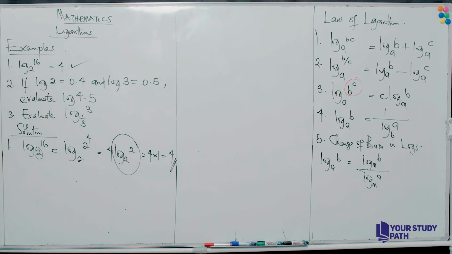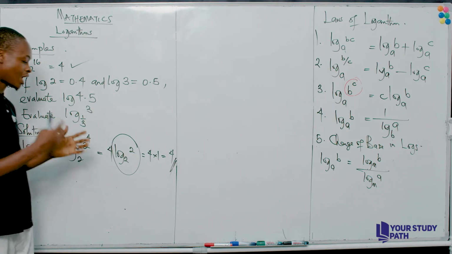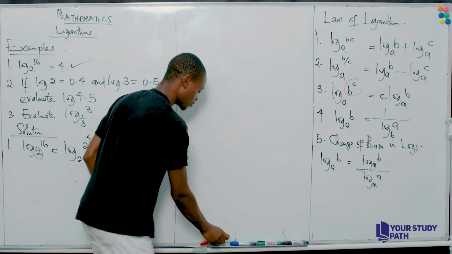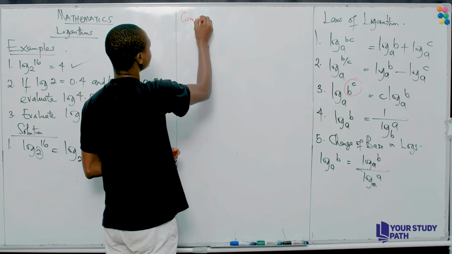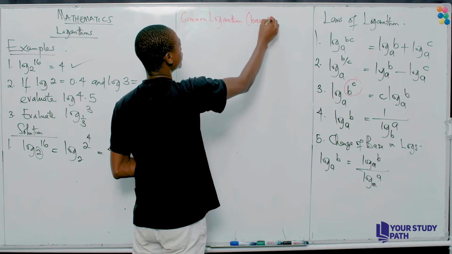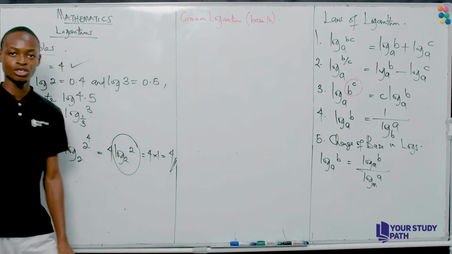Now, for our second question, we have to evaluate that if log 2 is equal to 0.4 and log 3 is equal to 0.5, we have to evaluate log 4.5. Now, the very first thing you should have at the back of your mind is whenever you have a log form written with no base, then you have to assume that you are having that logarithm in the common log. Now, what do we call the common logarithm? The common logarithm is simply the logarithm in base 10. That is what the common logarithm is.